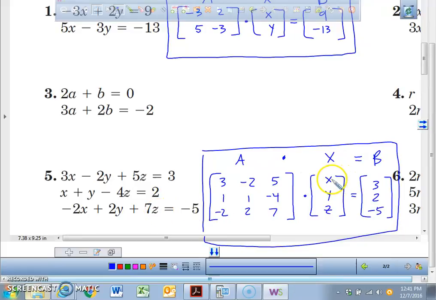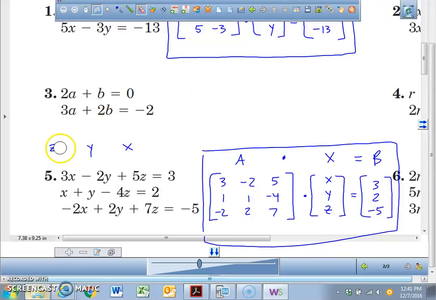The reason why it's X, Y, Z going down in this column is because I put them in the order of X, Y, Z this way. Alright, does that make sense? So I can't do, for example, Z and then Y and then X unless I did what? Z, Y, X going down all 3 rows. And what would I have to change this to? Z, then Y, then X. So you got to be careful when you're organizing.